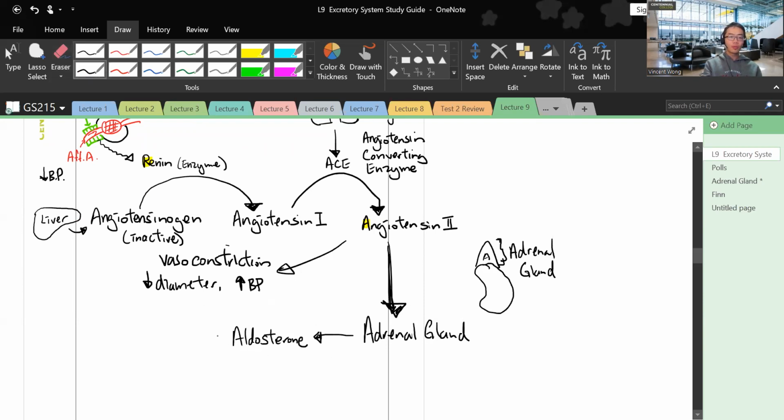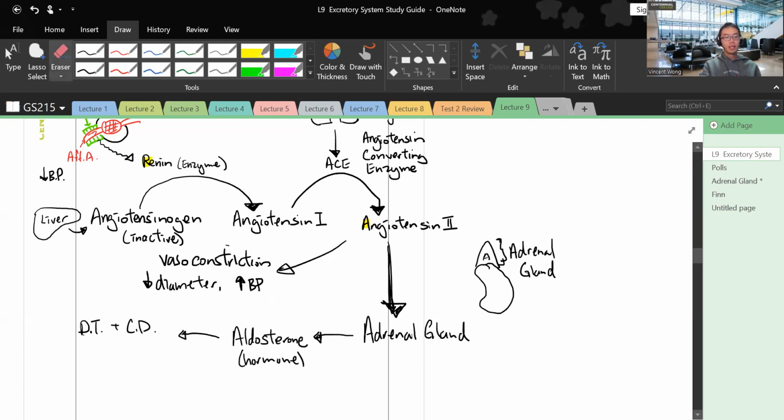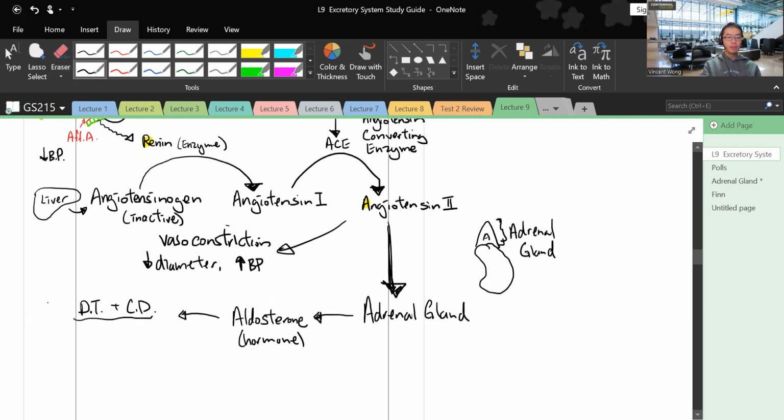So what does aldosterone do? How does it help increase our blood pressure? Well, aldosterone is going to go to your distal tubule and collecting duct. Remember earlier in the table, we said the distal tubule and collecting duct are, for the most part, impermeable to substances. And when things do get through them, it has to be controlled by hormone. So aldosterone is a hormone. So what will it do at the distal tubule? Well, it will increase the sodium and chloride absorption.